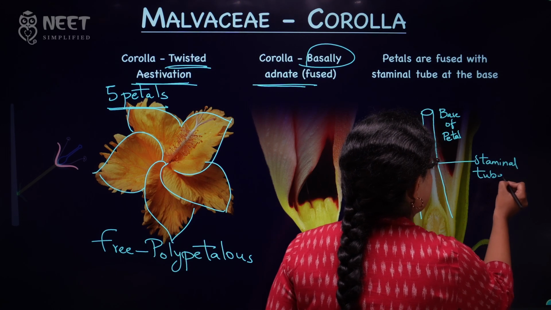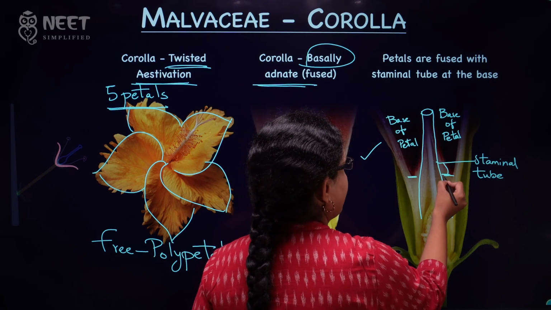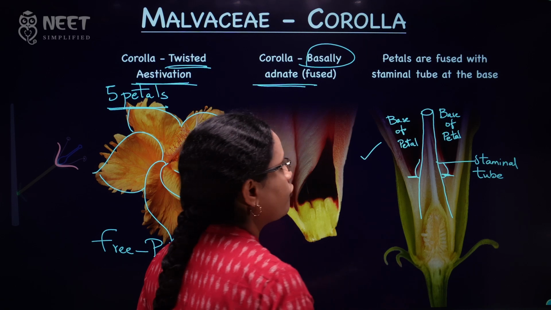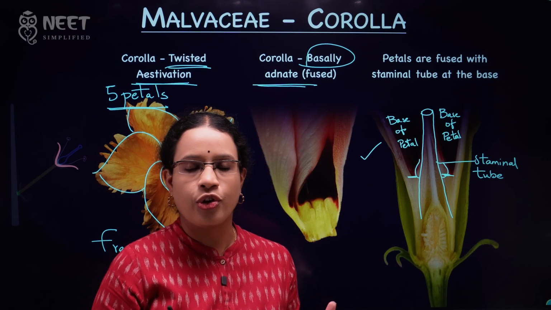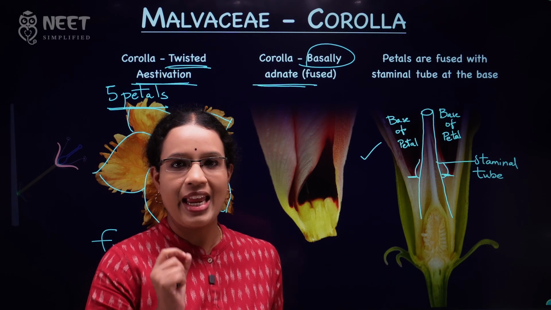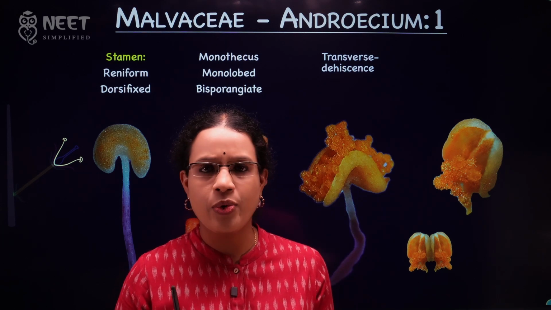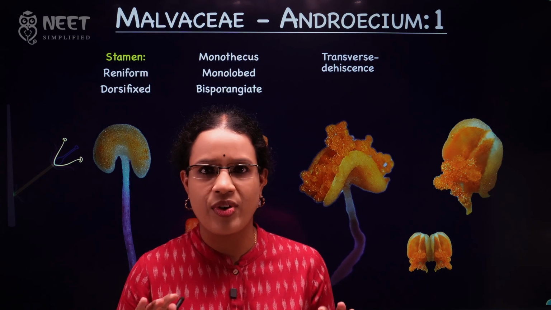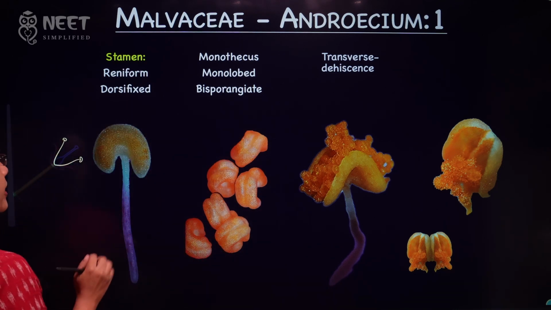Now this is what we call the adnate condition. You are seeing that the base of the petals is fused to the staminal tube. Now what is this staminal tube and what is happening here? We're going to understand it clearly in another slide. Yes, when we hear the word staminal tube, it is related to the stamens. But before going there, let us see how these stamens are structured.